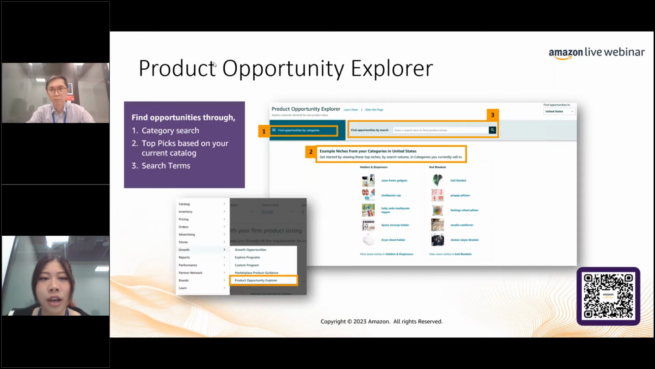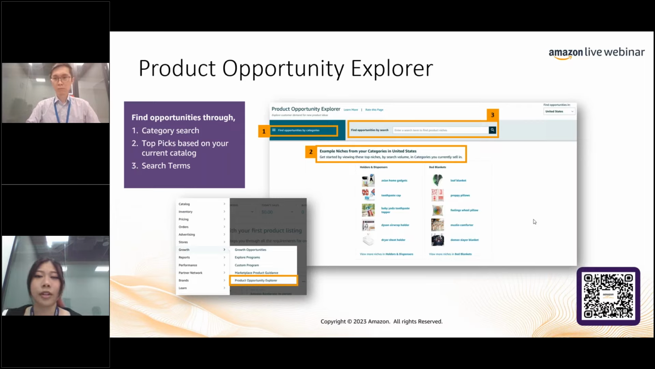So this is an overview of how the Product Opportunity Explorer looks like. There are three ways you can search for a niche or the type of categories or products you want to sell. First and foremost, if you don't really know what you can start selling, you can find opportunities by category. So you can drill down by home, then maybe you look at home decor, maybe you can look at tapestry, etc. Number two will be showing example niches from your categories in the United States. So let's say you're already listing, you already started selling, then maybe you'll be able to see example niches from categories that you're already selling. So you'll be able to see how you want to expand your product lines, etc.